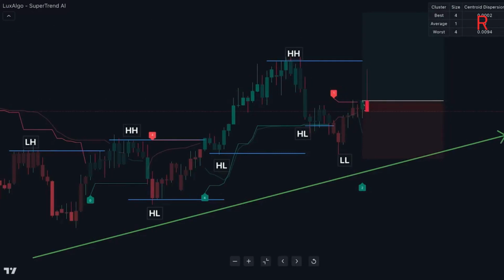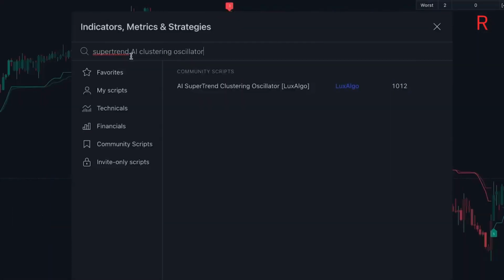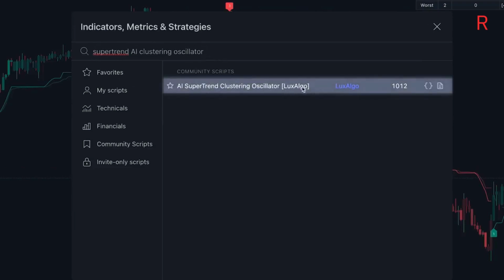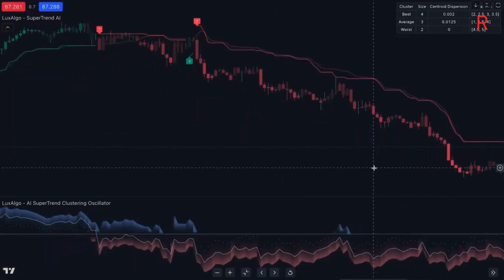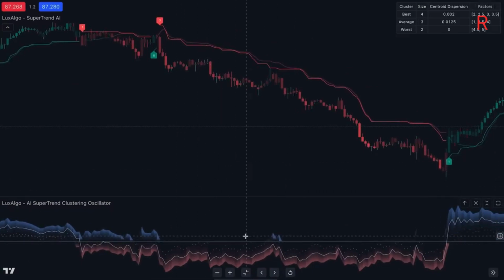This indicator also has an extension to help you further understand the market dynamics. If we search Supertrend AI Clustering Oscillator, this one by LuxAlgo, and add it to our chart. This oscillator is designed to work directly alongside this indicator to help you build confluence in your analysis.